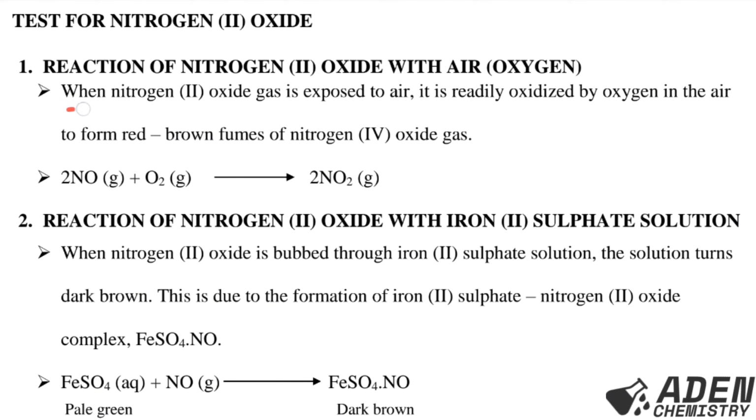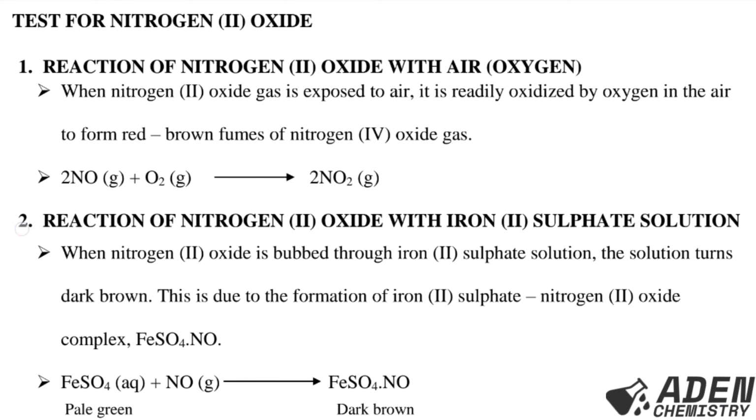So we're saying when nitrogen(II) oxide gas is exposed to air, it is readily oxidized by oxygen in the air to form red-brown fumes of nitrogen(IV) oxide gas. The equation for the reaction will be 2 moles of nitrogen(II) oxide gas reacting with 1 mole of oxygen gas, giving us 2 moles of nitrogen(IV) oxide gas. So this is a test of nitrogen(II) oxide gas.